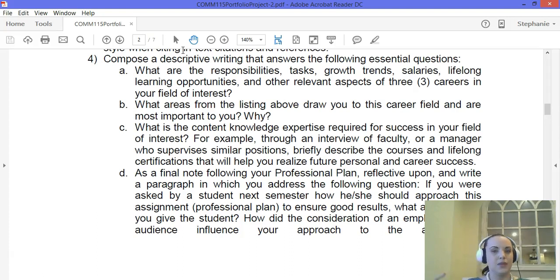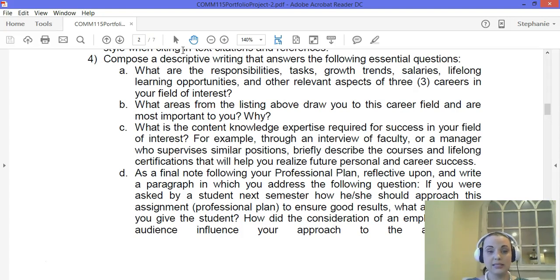Growth trends. How is this field growing? Is it something where more people are coming out of college than there are jobs, or vice versa? This is something you want to know. Salaries, we don't want to guess at that either. We want to locate that research. We want to know how much these careers pay, and that's where more research is going to come in.